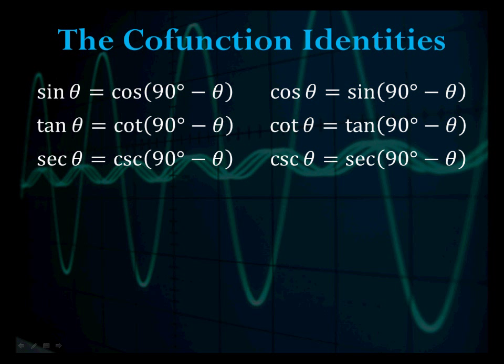Another thing we've already learned are the cofunctions. The sine of theta equals cosine of 90 degrees minus theta. If you go back to your right triangle, you will see that this is true if you use SOHCAHTOA. Cosine of theta is equal to sine of 90 degrees minus theta. Tangent and cotangent are cofunctions. Secant and cosecant are cofunctions. So if these come up in a proof or an expression you need to simplify, you know how to transform them.